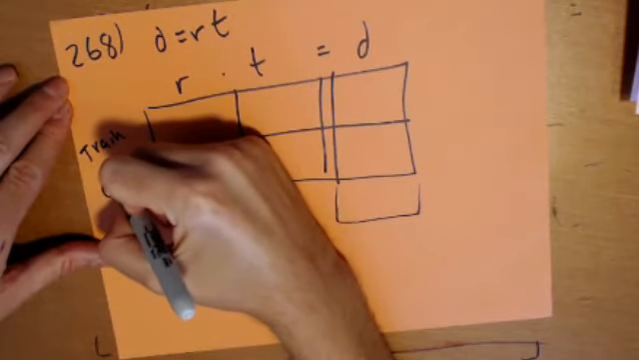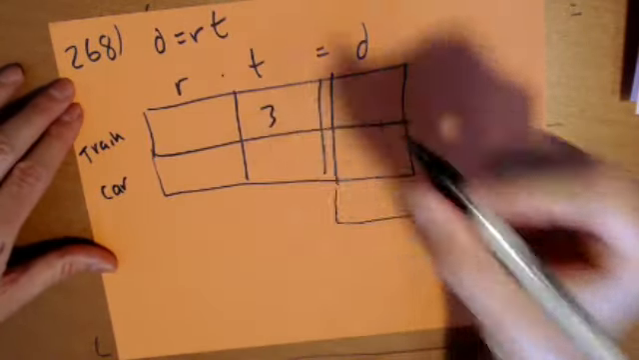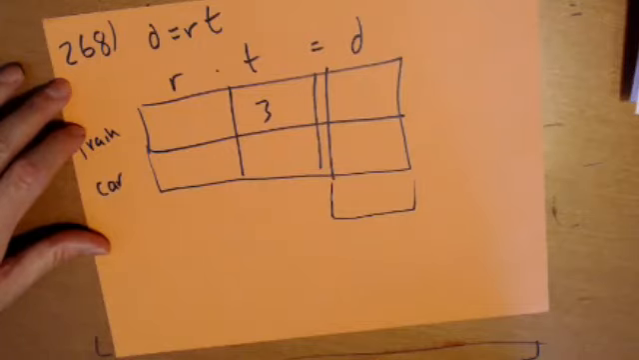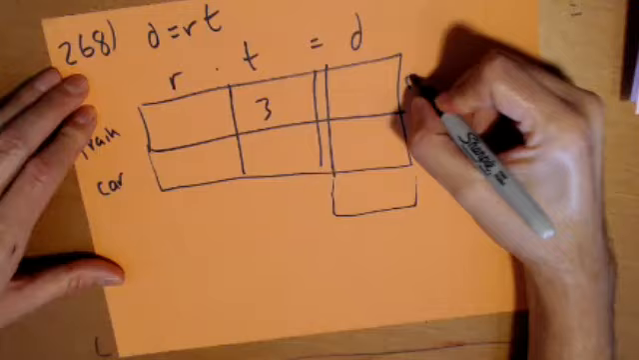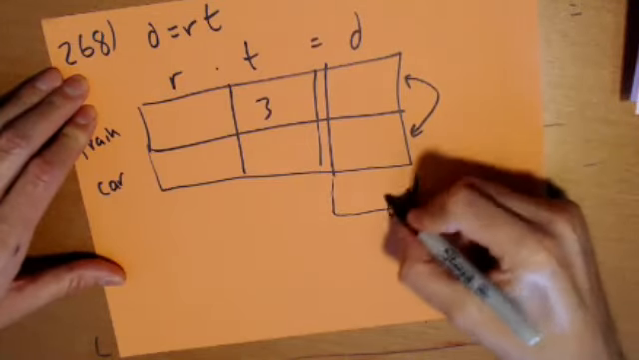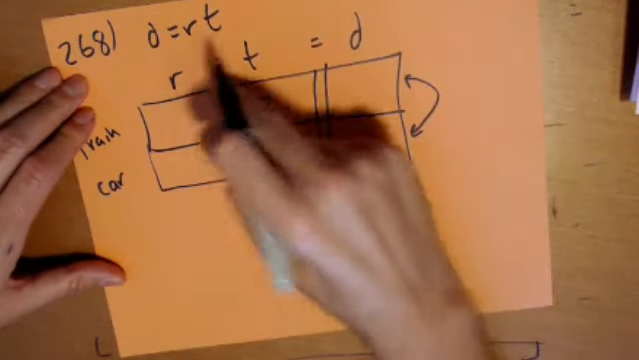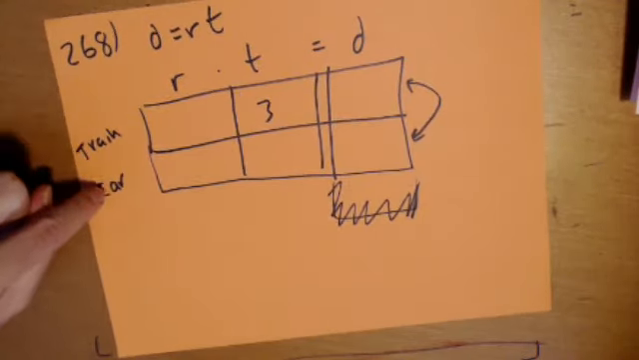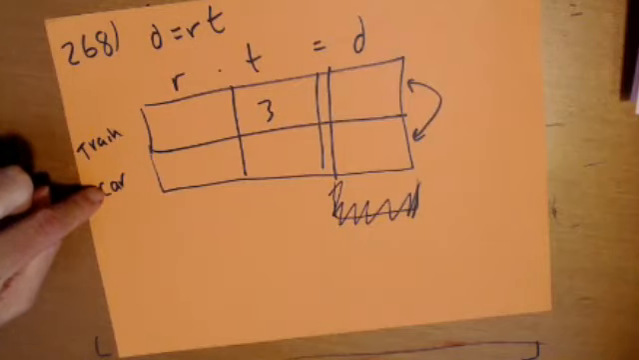Train, car. 3 hours to go by train. Mason leaves the train station in Portland and drives to the train station in Seattle. So they're going the same distance. So these distances need to be the same. So I don't need this little thing yet. So it's just a little simple sort of box structure. So the distances are going to be the same. One person's taking the train, one person's taking a car.